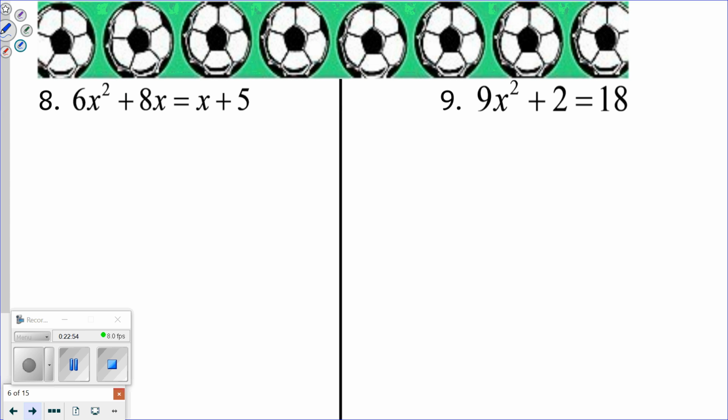So we still need to do the first step, which is set it equal to 0. What happens when we go to set this one equal to 0? There's an extra x in there. What number is in front of that x? There's a 1 there. Okay.